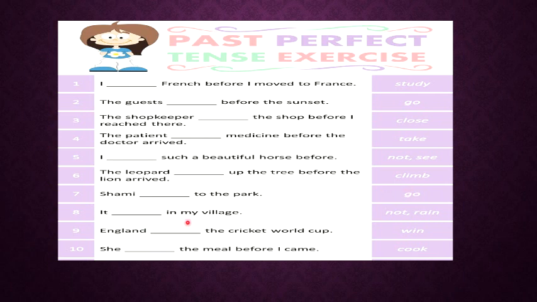Shami is a name. Shami dash to the park. Go. It dash in my village, not rain. England dash the cricket World Cup. Verb win. She dash the meal before I came. The verb is cook. So simply use these verbs which are there in front of every sentence and fill the blanks with the past perfect form of the verbs given with them.